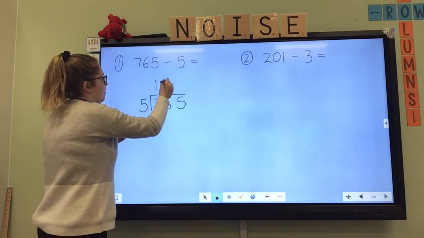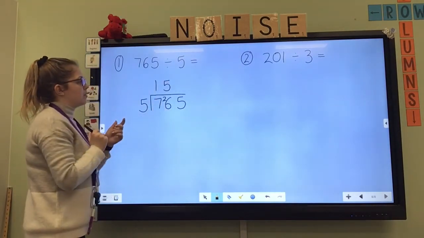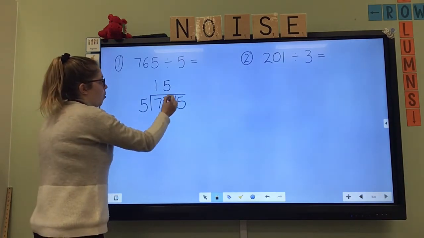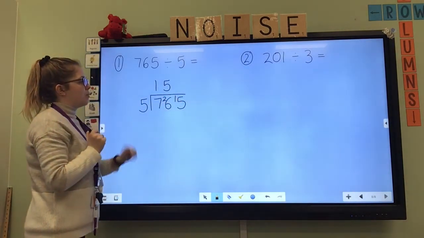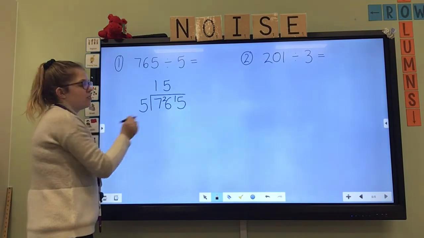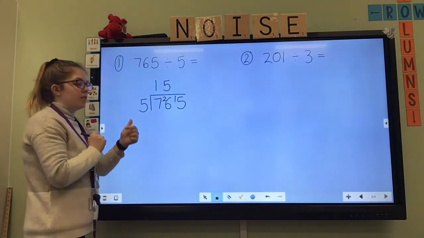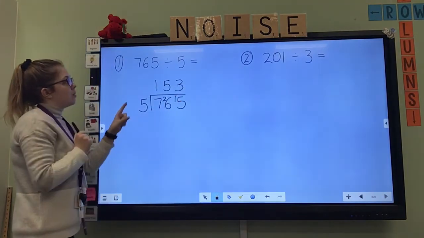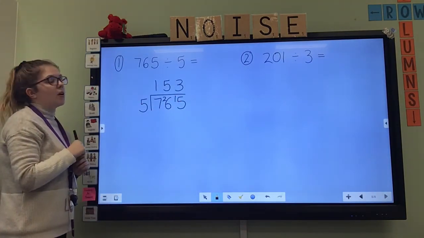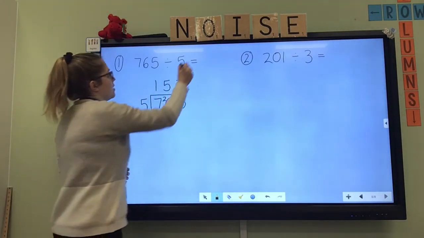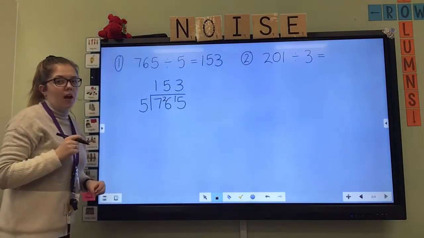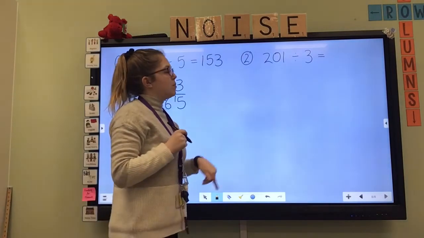So I can get 5 equal groups with how many left over? 1 or a 10. So I put that onto my ones, and then 5s into 15, 5, 10, 15, 3 groups. So the answer, 765 divided by 5, is 153. Well done if you got that answer. Let's have a look at number 2.